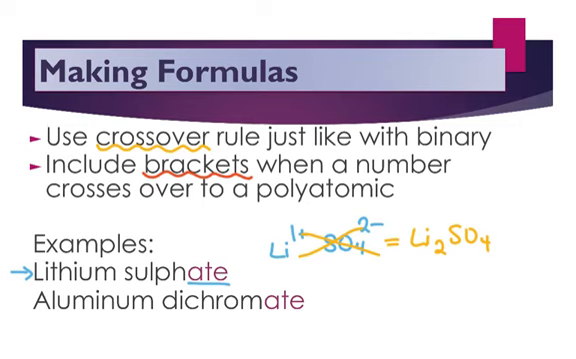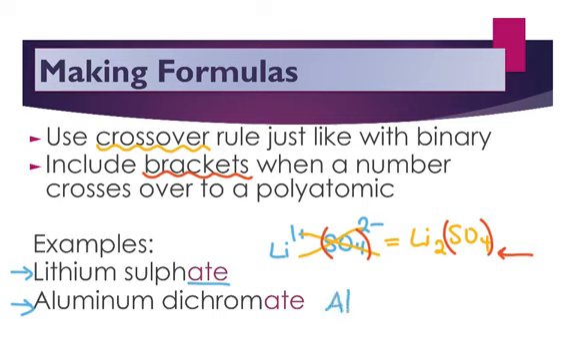But if you weren't sure about crossover, you could always put these brackets around the polyatomic first and then crossover. It is totally fine to keep a bracket here. I don't actually need it in this case because there's no number going beside it. But I could keep it in and it still would not change anything. So if you're not sure, put a bracket in and then cross over. Let's try aluminum dichromate.